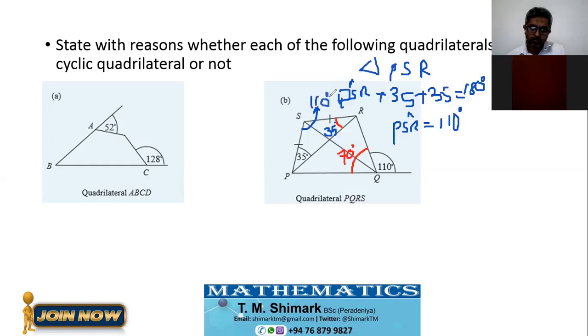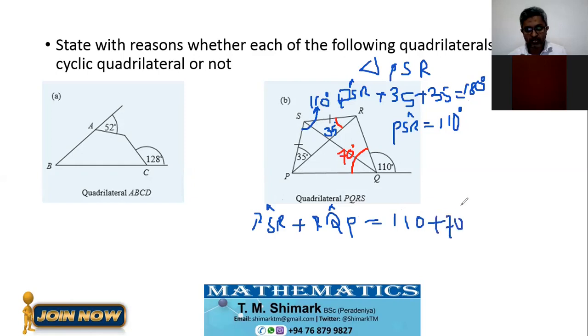So what about these two angles? PSR plus RQP. If you take these two opposite angles, addition is going to be PSR is 110, right? This is 70. That means we got the answer 180. That is supplementary, right? So PQRS is a cyclic quadrilateral.